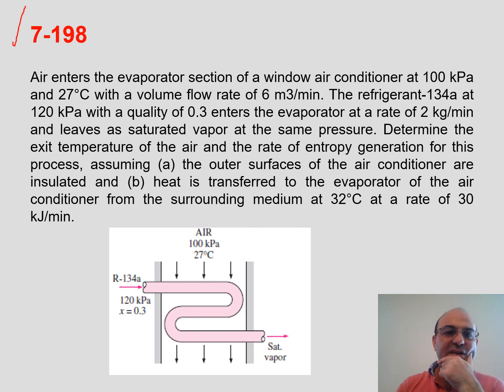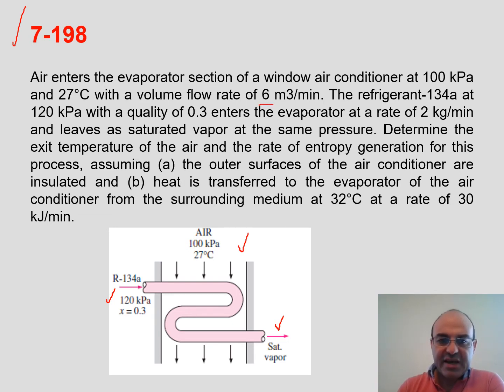Okay, so let's do 7198. Air enters the evaporator section of a window air conditioner. So this is like an air conditioner. It has a coil, and in the coil you have refrigerant R134A. The inlet condition is given, and the outlet condition is given. For the air, the atmospheric pressure is 100 kilopascal, and it comes in at 27 degrees C. And the volume flow rate of the air is given.